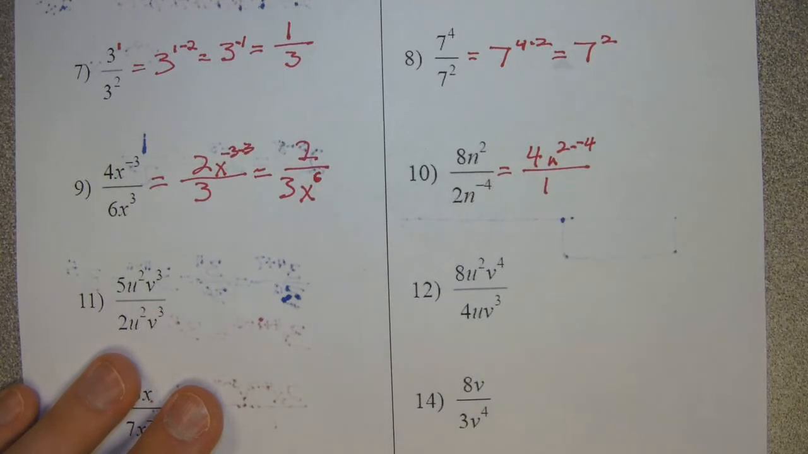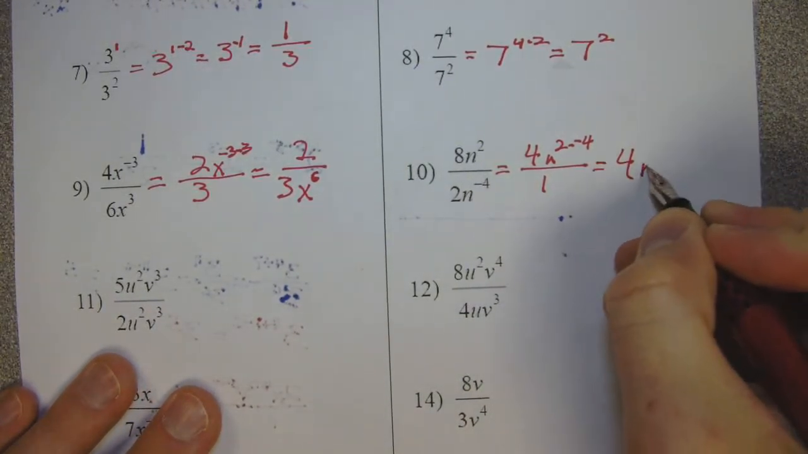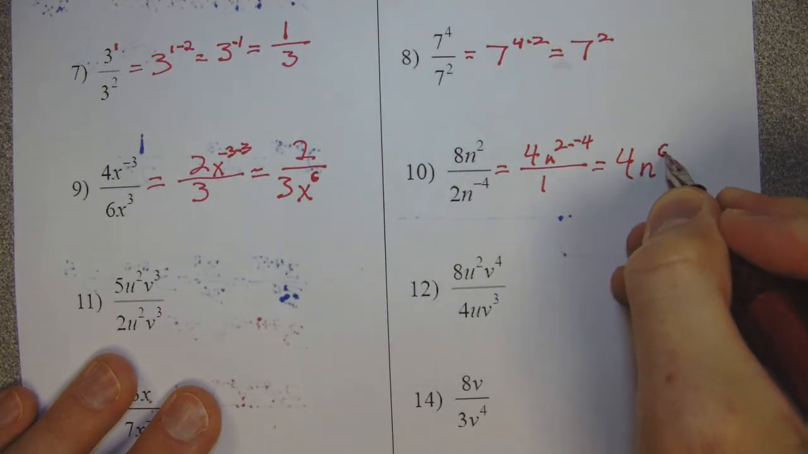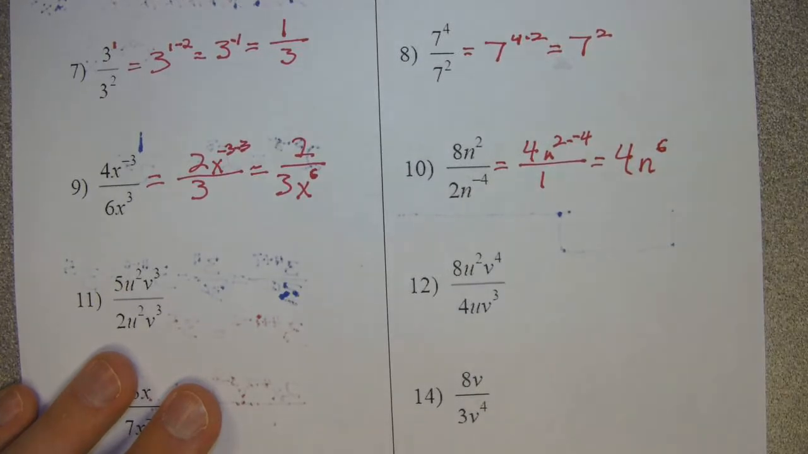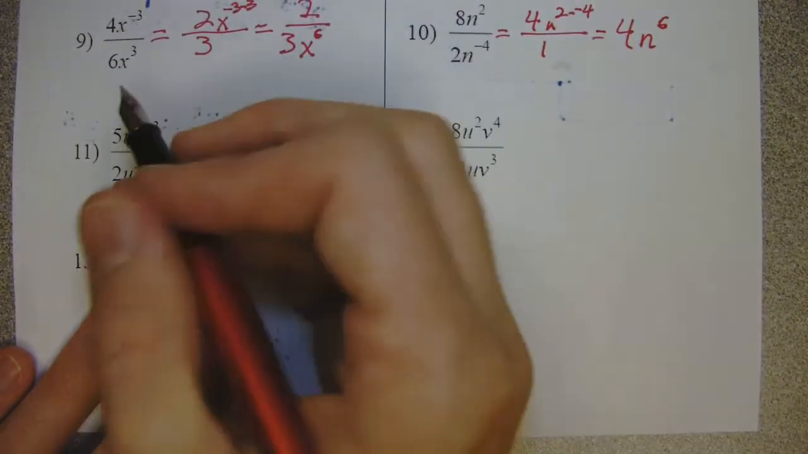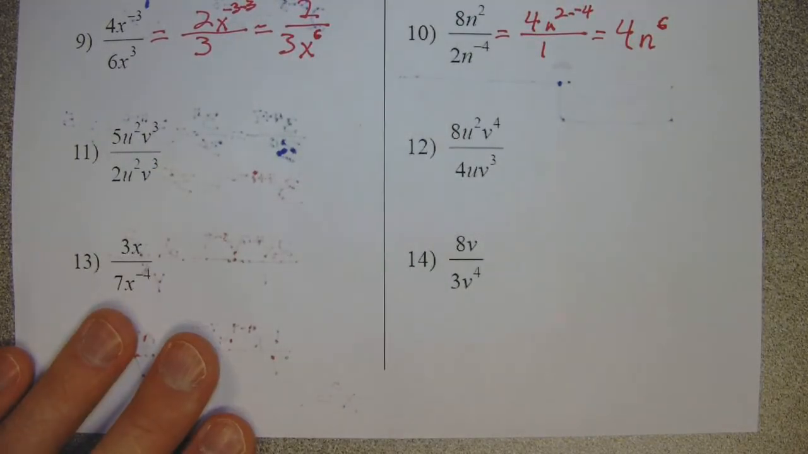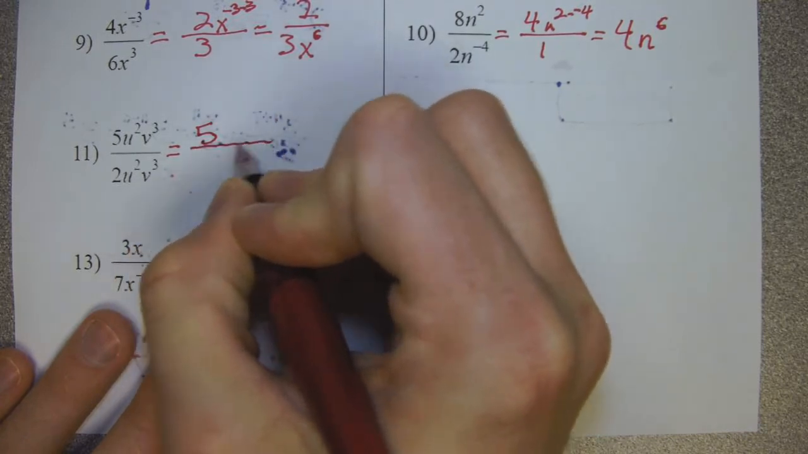Well, a denominator of 1 really doesn't make sense. So I'm going to rewrite this as 4 multiplied by n to the power of 6. Remember, we can add a line, change a sign. So 2 add 4, we get 6. Looks good. All right, let's move that up a little bit. For 11, 5 over 2 doesn't simplify, unfortunately. So we're just going to have to keep that as is, 5 over 2.